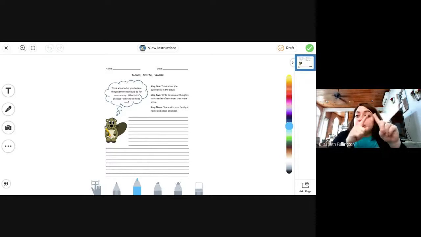Remember, we talked about the school. They had talked about the library, the post office, sometimes the parks and playgrounds. So those are some things that the government provides for us. You want to keep those in mind when you're writing this assignment.